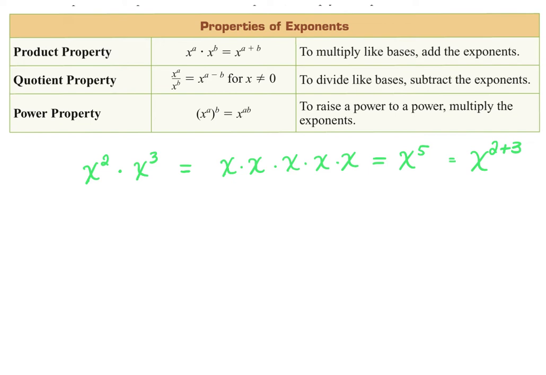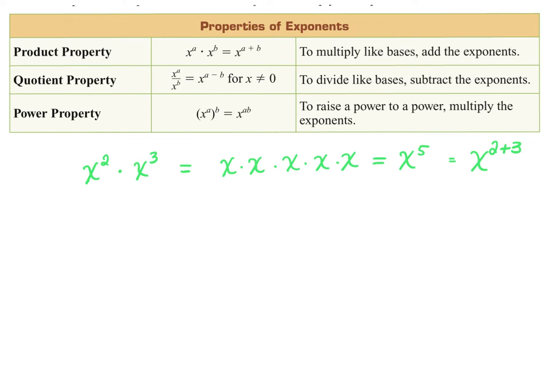You would see a pattern that happens when you expand. With like bases, all you have to do is add their exponents when you're multiplying, okay? So the first rule is the product property. It says, if you are multiplying like bases, all you have to do is add their exponents, because that's how many you will have. Quotient property. The quotient property says that you subtract.